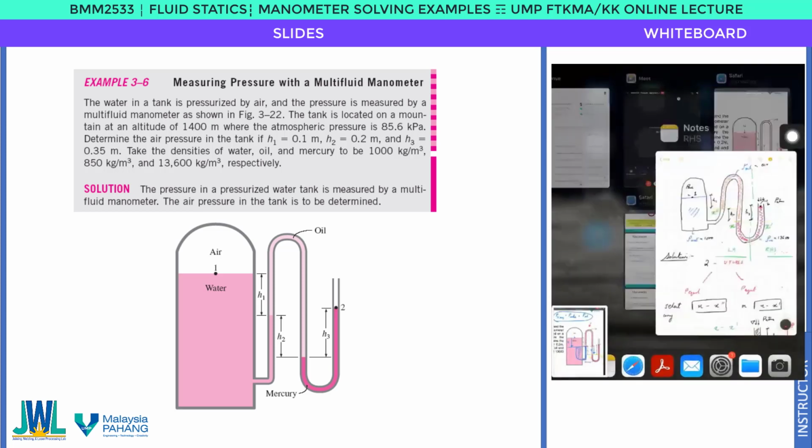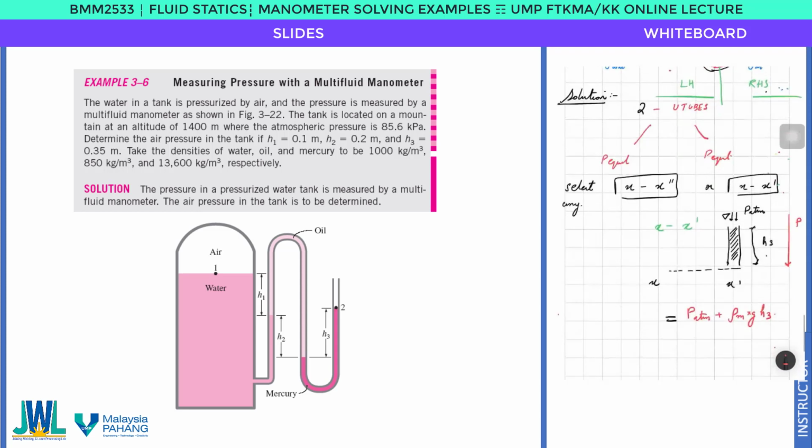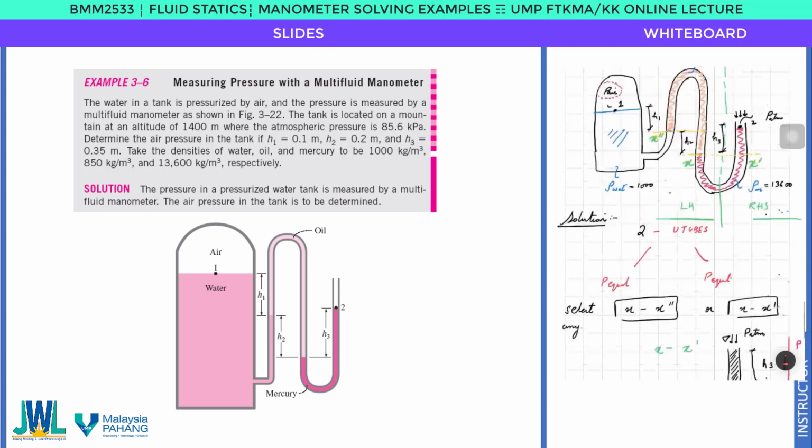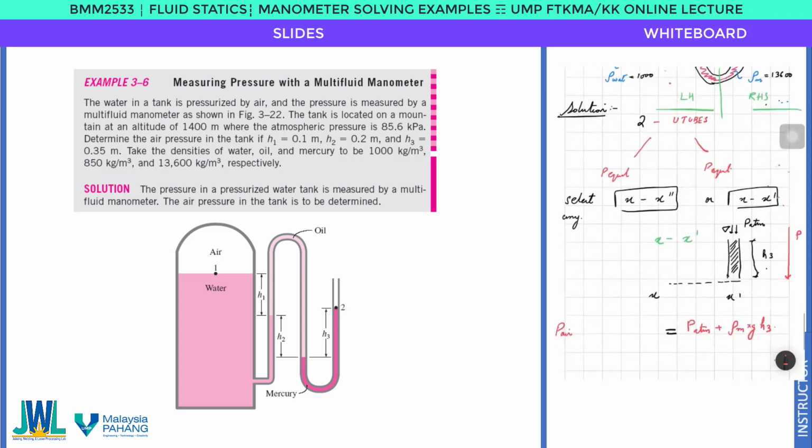I have got P1, which is the pressure of air. So I write here P1, which is pressure of air. Then I'm moving from here to here downwards, in the positive direction, for a height of h1, and my fluid is water. So I go down, plus density of water times g times h1.